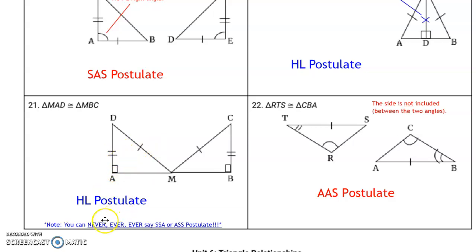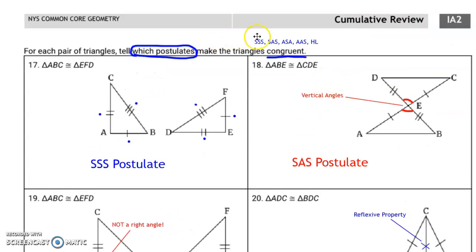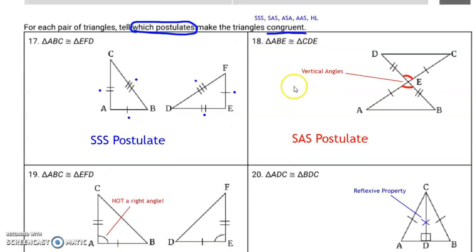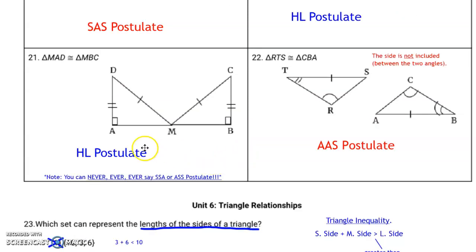As a quick note, you can never, ever say SSA or ASS postulate. That is not a thing. If you look back at the different postulates that we wrote up here, none of these say SSA and none of these say ASS. You can't use them. Quick mnemonic device: one of these is an inappropriate word to say out loud, so just don't say it.